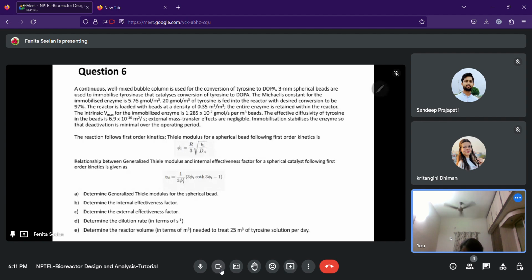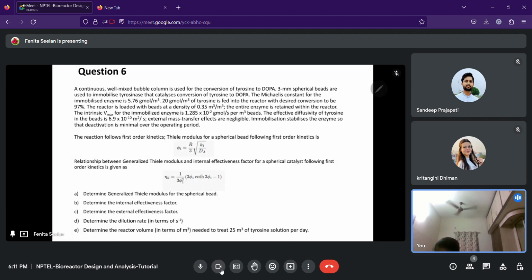So the reaction follows first order kinetics, and the Thiele modulus for a spherical bead following first order kinetics is given by psi 1 is equal to R by 3 square root of k1 by dA. The general relationship between the generalized Thiele modulus and the effectiveness factor for a spherical catalyst following first order kinetics is also given.